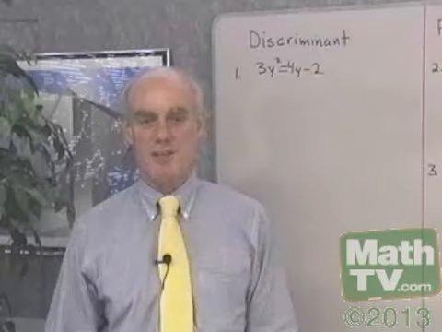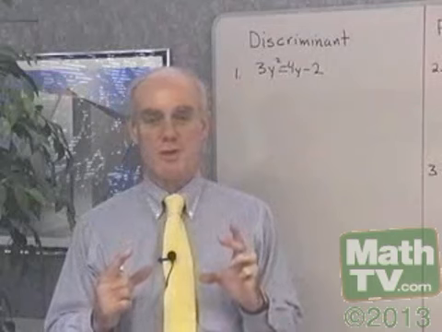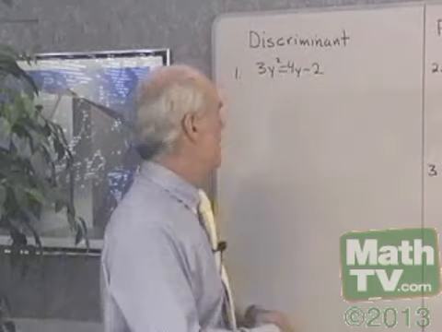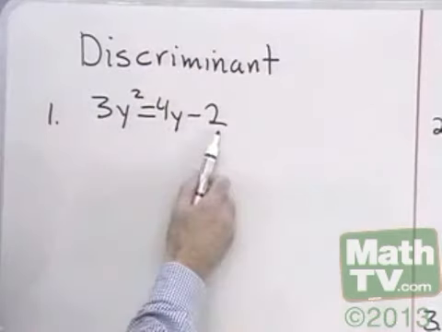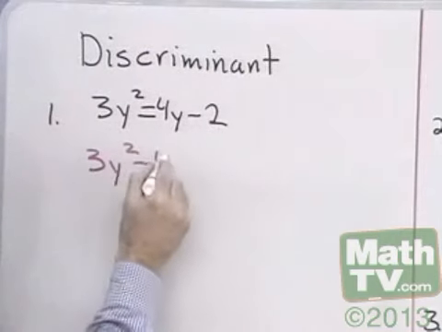First thing we want to look at in this section is called the discriminant, and it's the expression that's under that square root symbol in the quadratic formula. So here, let's find the discriminant for this quadratic equation right here. First thing I do is put it into standard form.